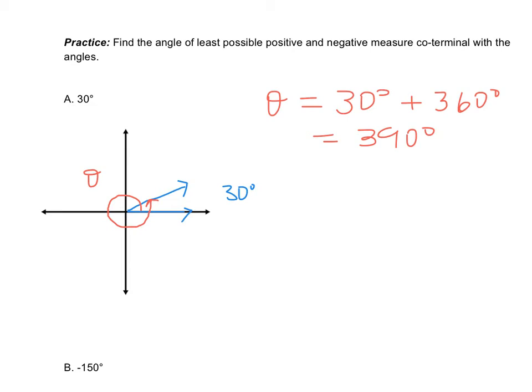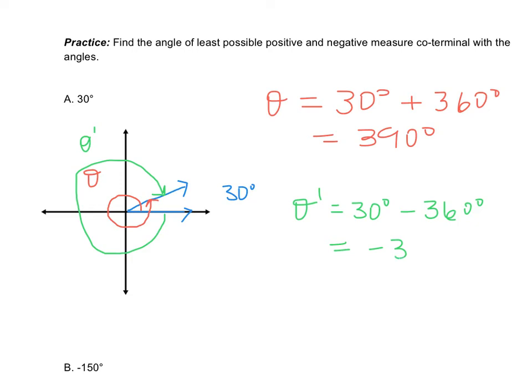So now let's find the negative angle that's coterminal with 30. We're going to start at that same initial side. This time we're going to go in the negative direction and end up on that same terminal side. To find that angle measure, we'll call that theta prime. We're going to take 30. Because we went in the opposite direction, we're going to subtract 360 degrees, and we get negative 330 degrees for the negative coterminal angle.